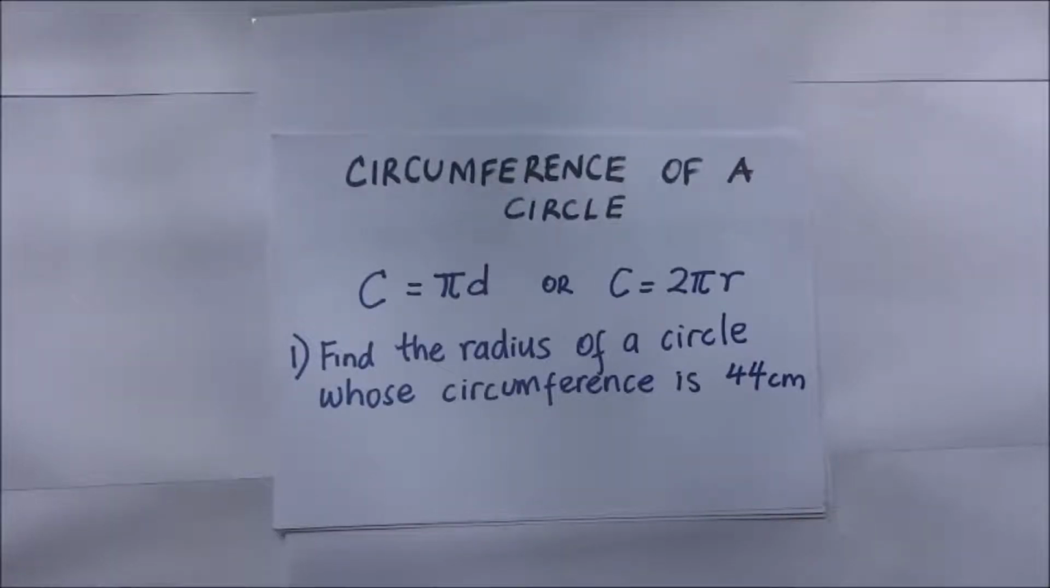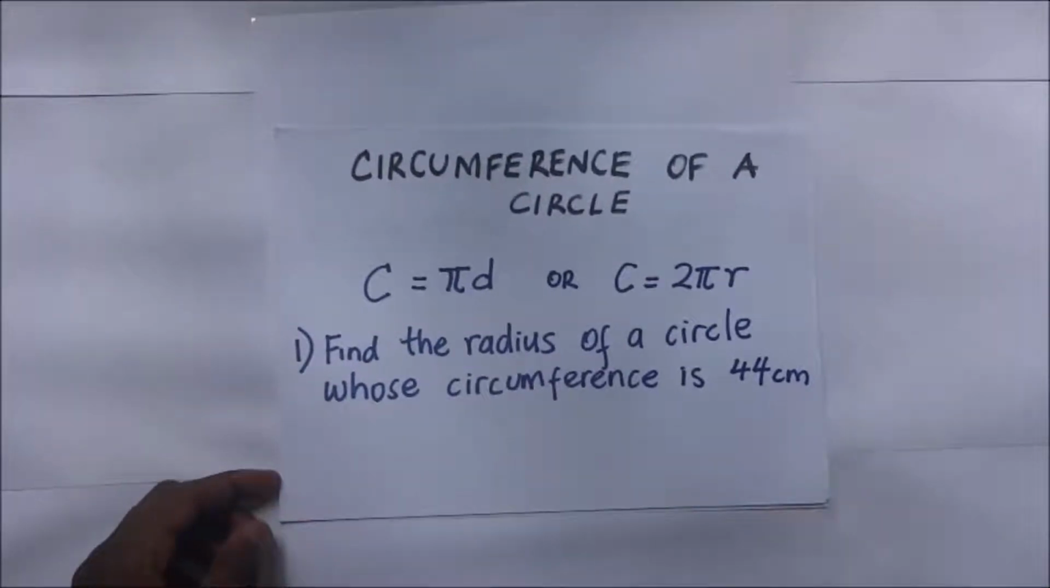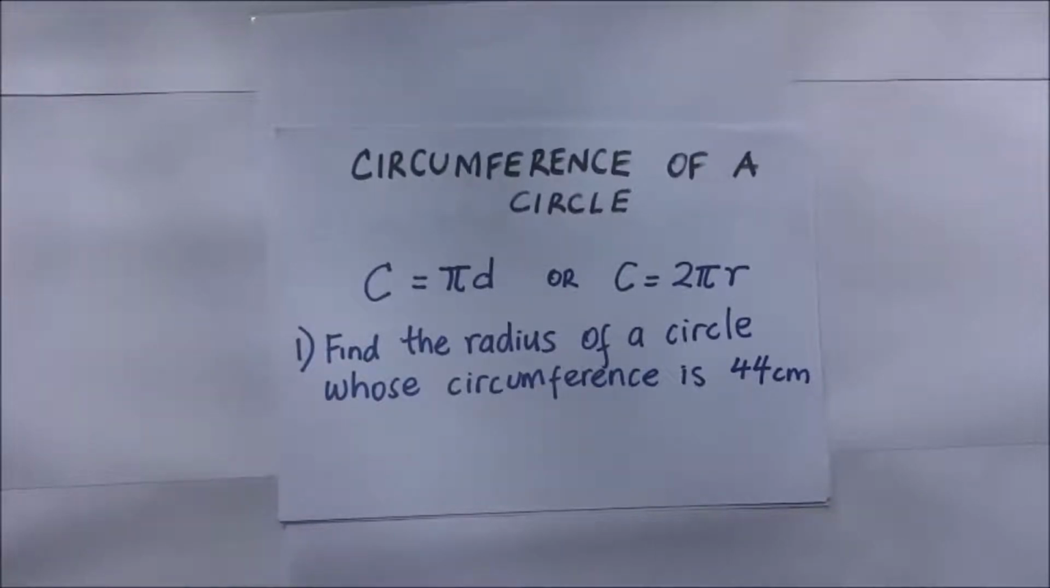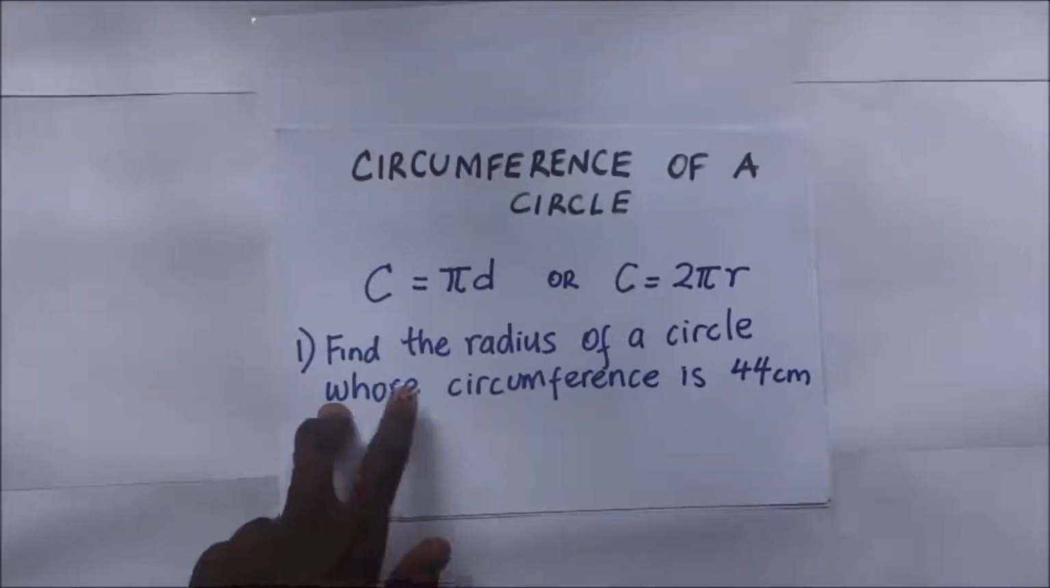In this tutorial, we shall look at the circumference of a circle, the area of a circle, the perimeter, and other basic calculations around the circle. We said that the circumference of a circle is simply the distance moved around a circle, and we'll go straight into calculations. Find the radius of a circle whose circumference is 44 centimeters.